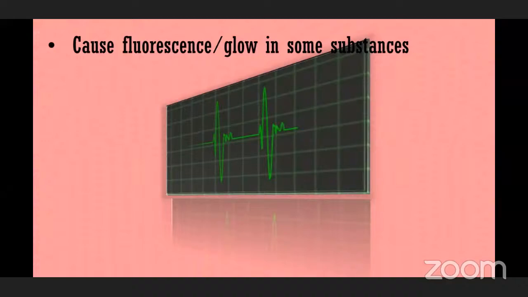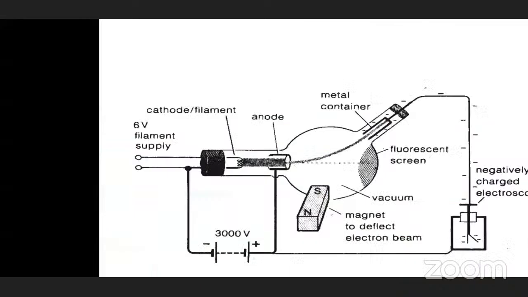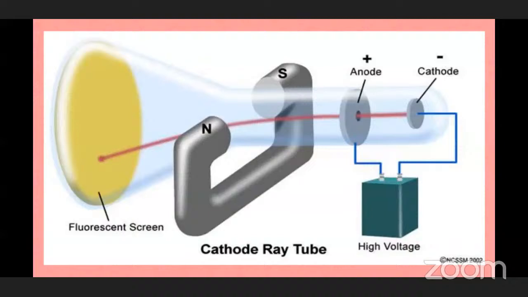Then you can see how the electrons are actually deflected by magnetic fields. This one is the cathode ray. You can see the rays being deflected towards this direction. This one is the north pole, the south pole. Then because in this case the electrons are negatively charged, they're actually deflected towards the north pole.